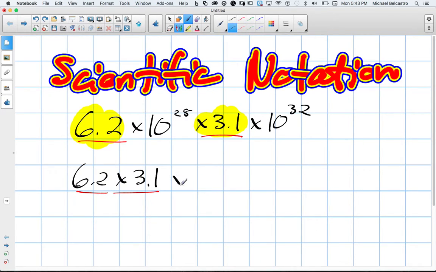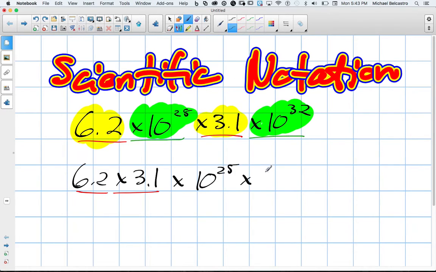And that's still going to be multiplied by, now we're going to deal with our base 10 terms. So 10 to the power of 25 times 10 to the power of 32. Think of that like we're bringing down times 10 to the power of 25 times 10 to the power of 32. We just put them beside each other so they're simpler to look at. We need to work this one out.